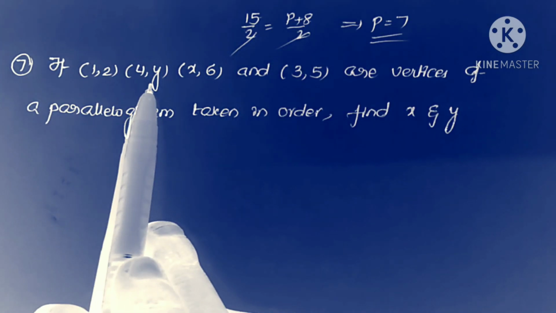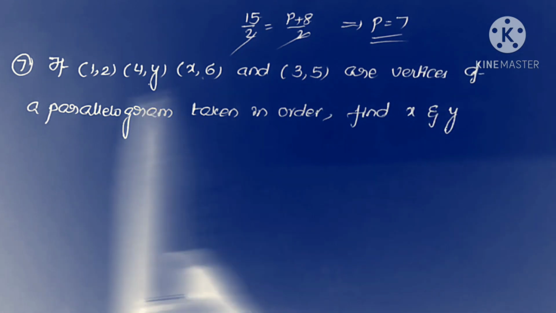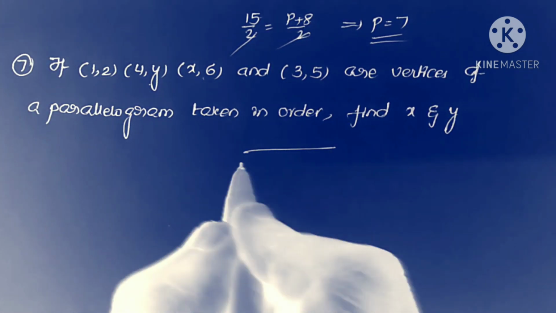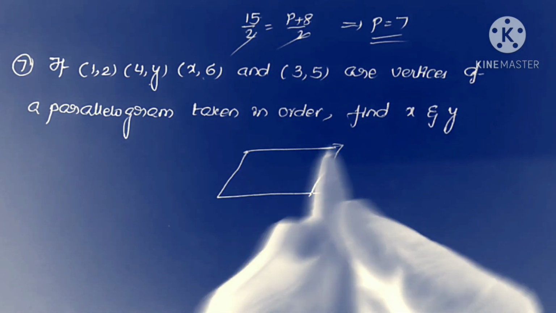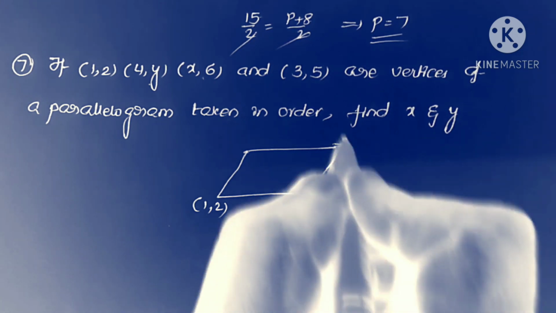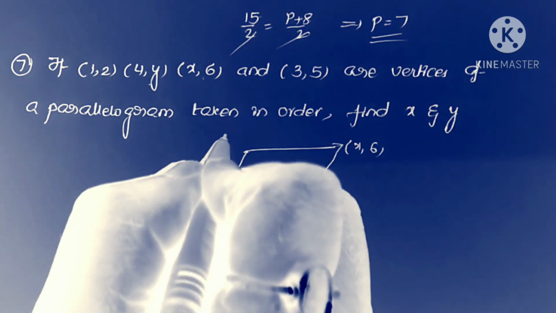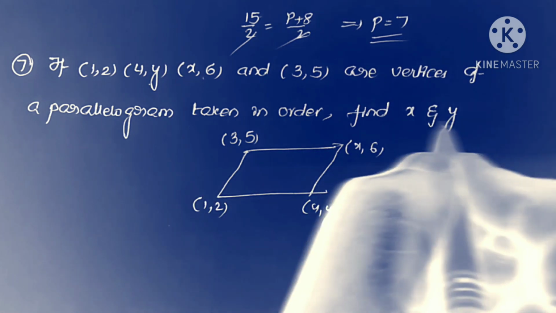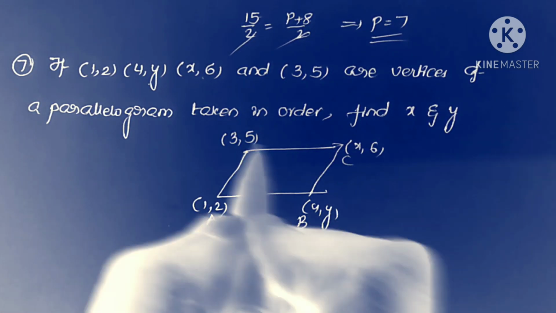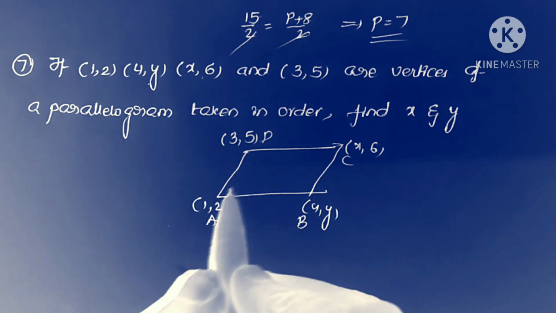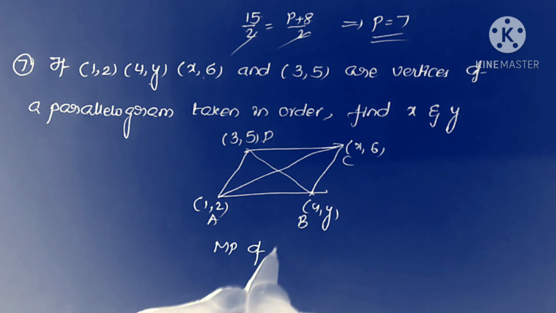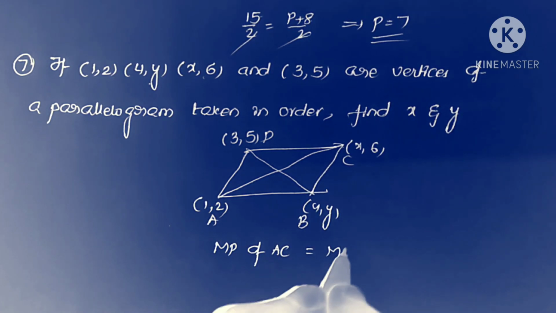If 1, 2, 4 comma 6 and 3, 5 are vertices of a parallelogram taken in order, then find x and y. Here also a parallelogram is given. This is the parallelogram. What are the given points taken in order? 1, 2, 4, 5. This is x comma 6 and this is 3, 5. What are the values of x comma y? Here also we take these as A, B, C, D. Here also we take that the midpoint of AC is equal to the midpoint of BD.